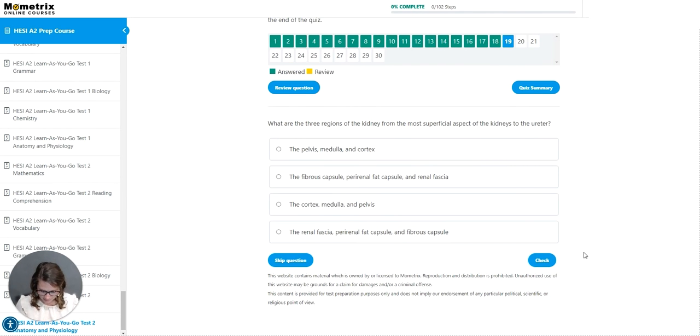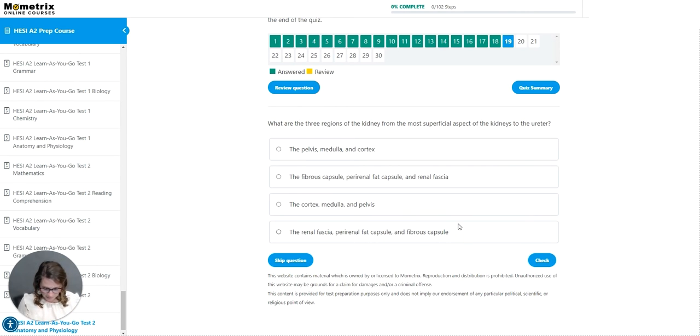Question number 19. What are the three regions of the kidney from the most superficial aspect of the kidneys to the ureter? So we want to go from the most outer portion of the kidney moving inward to the ureter. So we have the pelvis, medulla, and cortex. We have our fibrous capsule, perirenal fat capsule, and our renal fascia. And we have the cortex, medulla, and pelvis, the renal fascia, perirenal fat capsule, and fibrous capsule.